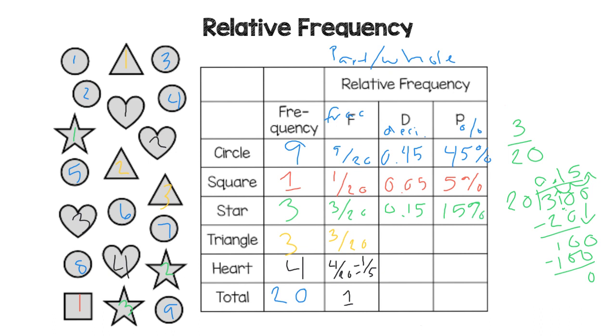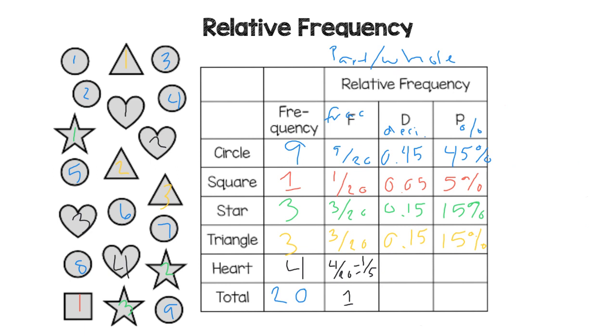Now, if you look, star and triangle are the same thing. They're both 3/20. So I don't need to do this whole process again. I can just use those same numbers. So I'm going to go ahead and fill that in.